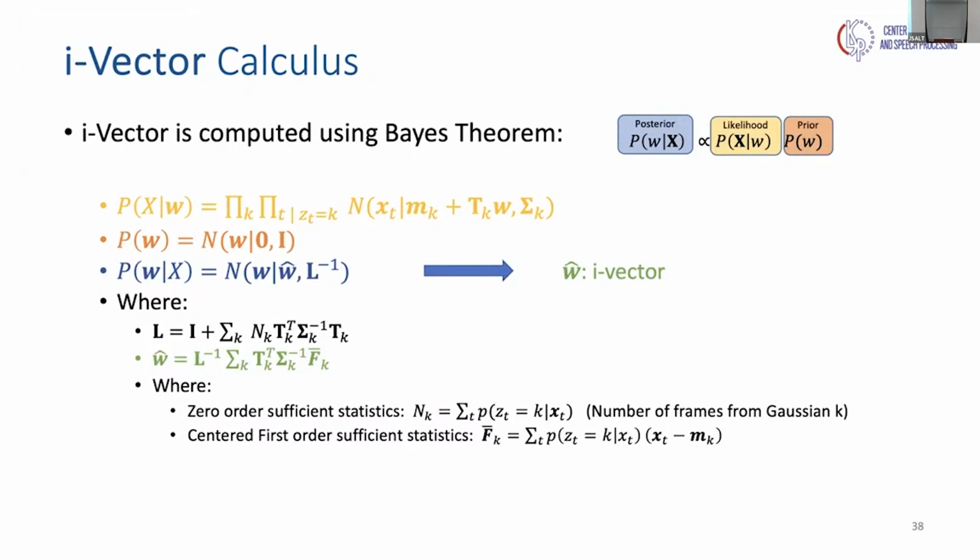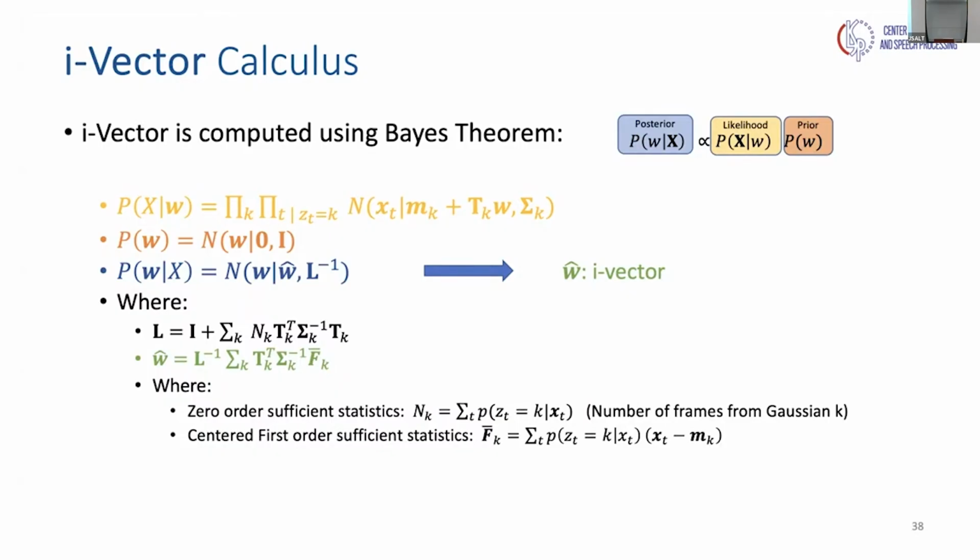N_k is the number of features that were assigned to Gaussian k. So depending on how many samples there are for each Gaussian, you will have a different weighted average here. And then the mean of this Gaussian, which is what we call in the end the i-vector, the thing we are actually going to keep, is L^-1 multiplied by the sum of T_k Sigma_k^-1 and then F hat_k, which is what we call the centered first-order sufficient statistics.